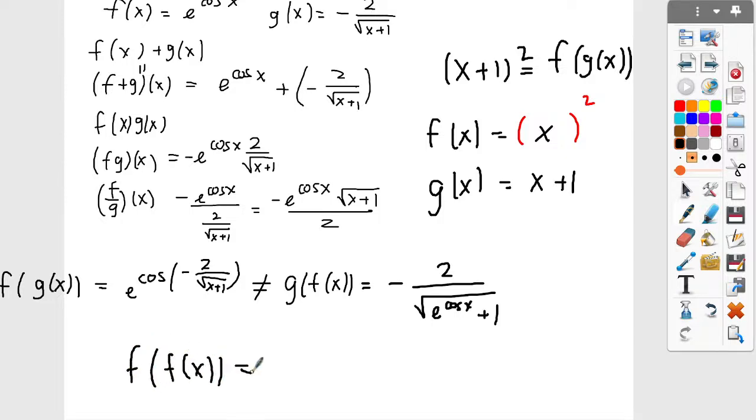What about f of f of x? f of f of x is you take f of x, e to the cosine x, and then you put another iteration of f of x, or you substitute the x on top for f of x. So you would get e to the cosine, e to the cosine again. All right. Any more questions?